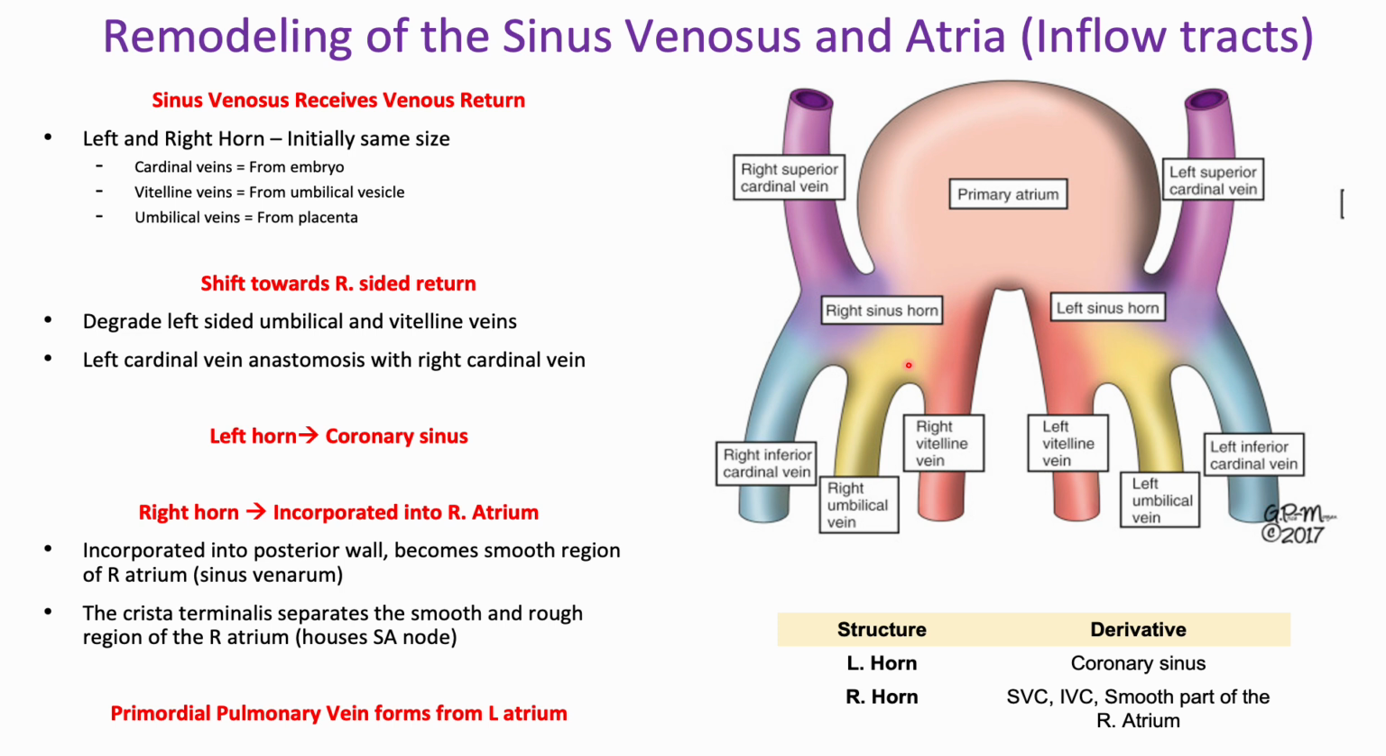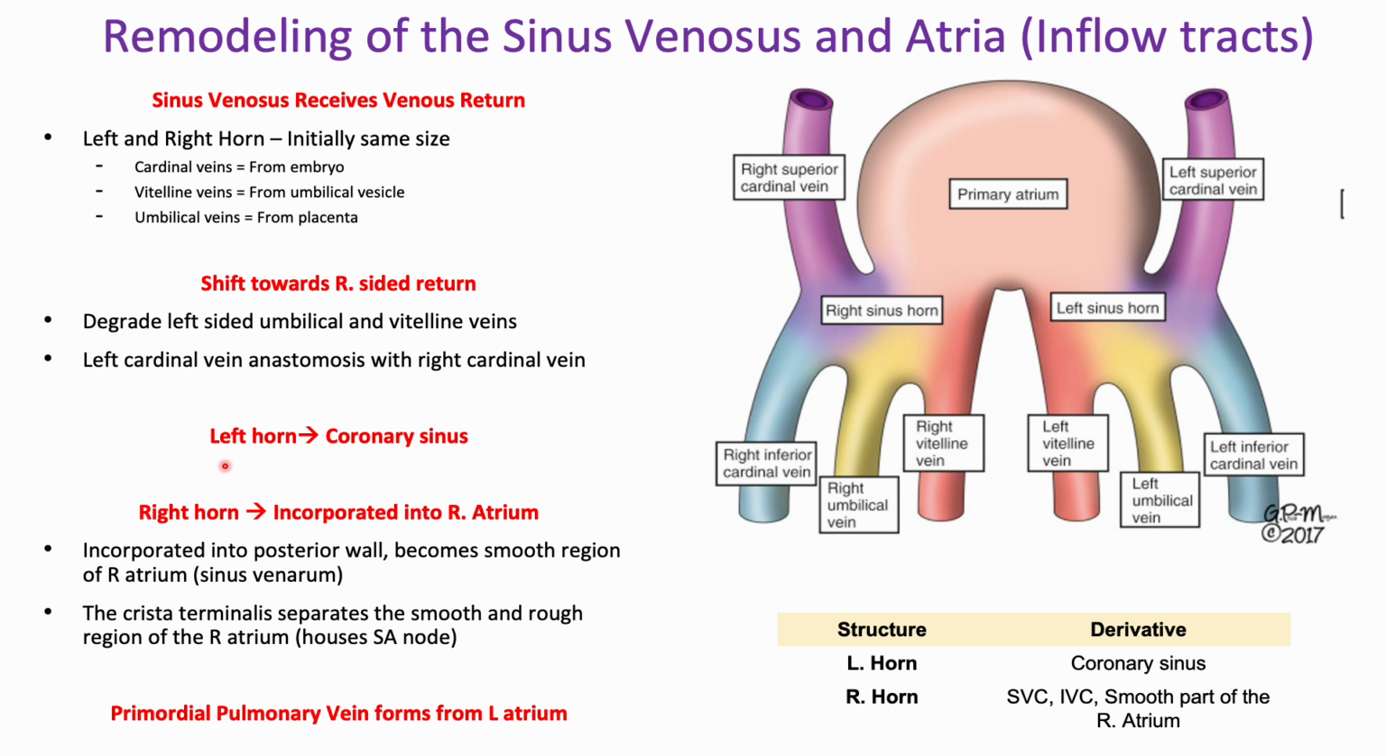But eventually we're going to see a shift towards right-sided venous return. And this makes sense to us because in adults, most of the blood flow is going to be coming through the right atrium, through the superior vena cava and inferior vena cava. So we know that venous return has to shift to the right as opposed to being directly in midline. What's going to happen is on the left side, you're going to have degradation of the umbilical and vitelline veins. Initially, on top of this, the left superior cardinal vein is going to anastomose with the right cardinal vein. We'll see this in a moment, but that's giving off the brachiocephalic vein. And we'll see this in more detail in another image.